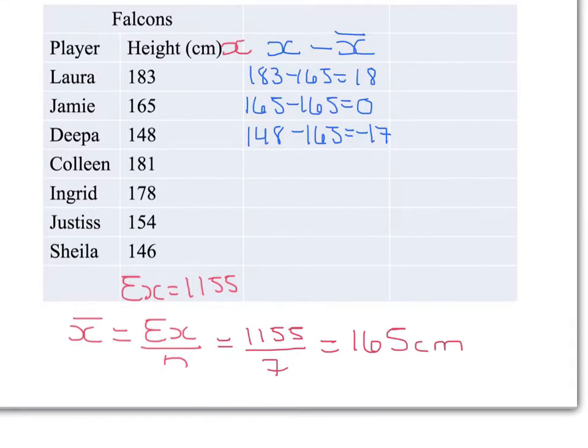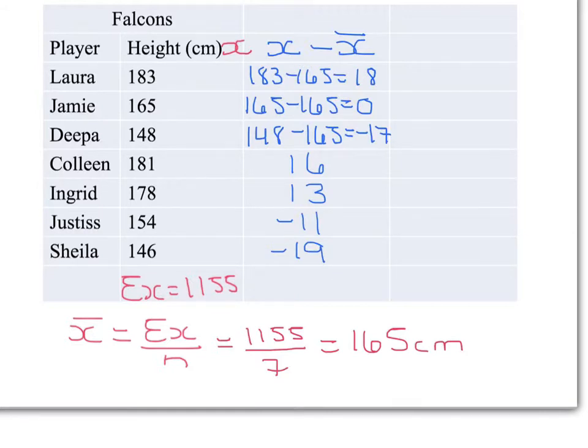So I've done a few sample calculations where I'm taking the data for x and subtracting the mean from each value. So now I'm just going to continue to write the results rather than showing all of the calculations. A few sample calculations would be enough, as shown here. Okay, so we have Colleen, and she is 16 centimeters taller than average. Ingrid is 13 centimeters taller than average. Justice is shorter by 11 centimeters on average. And finally, Sheila, shorter by 19 centimeters.